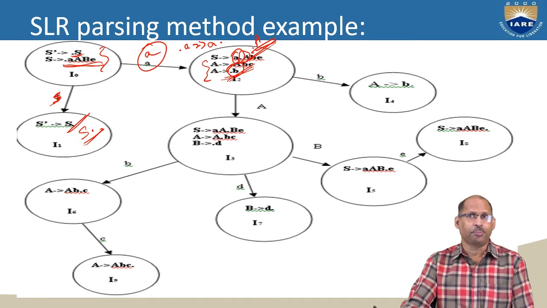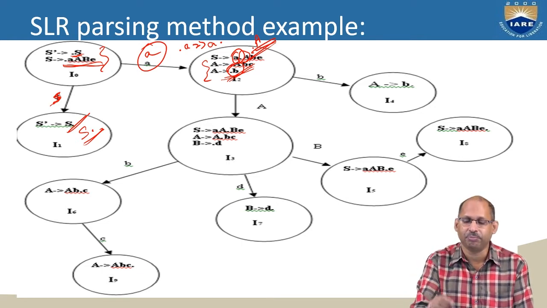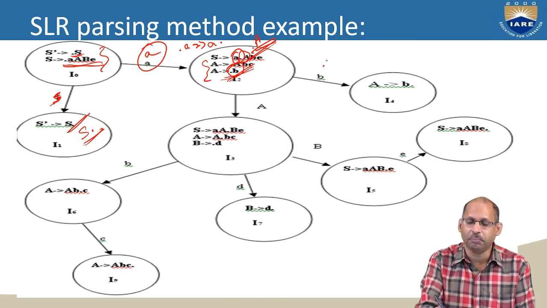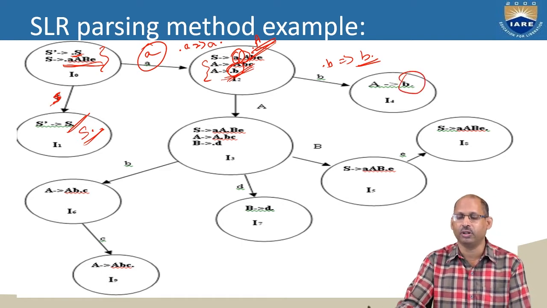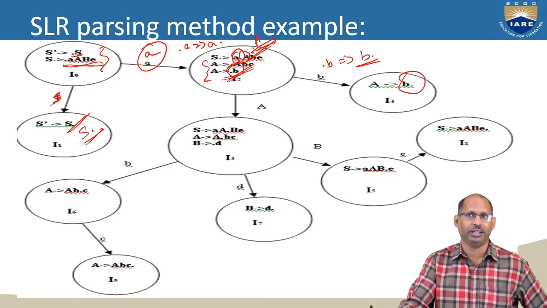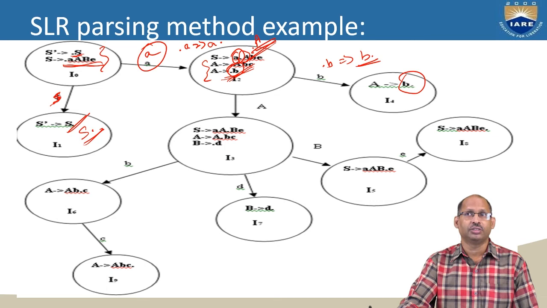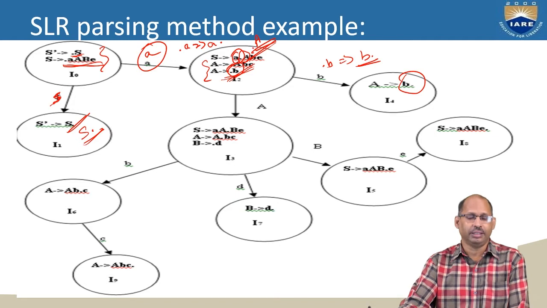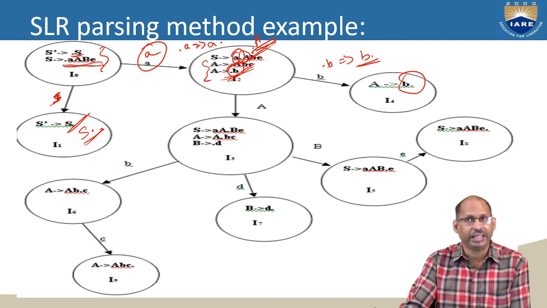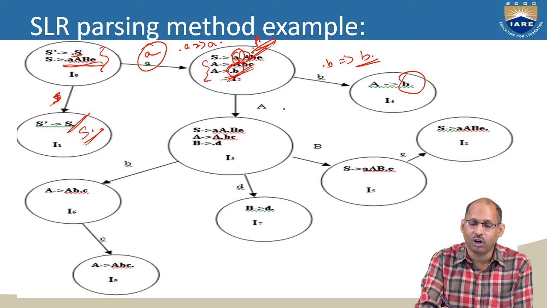They are go-to operations on the non-terminal A and terminal B. Now we consider the terminal symbol B. What happened? This dot B will become B dot. So A gives B dot. Then dot followed by capital A will become A dot.